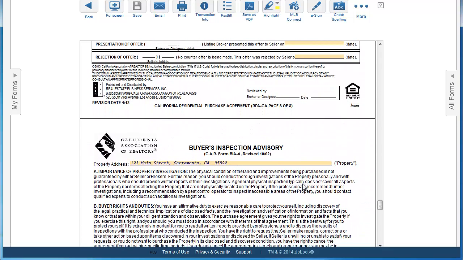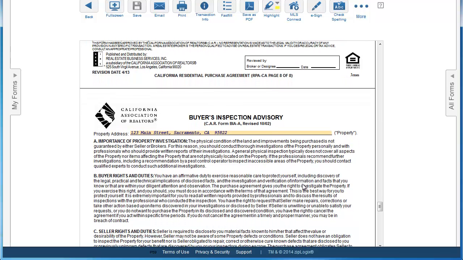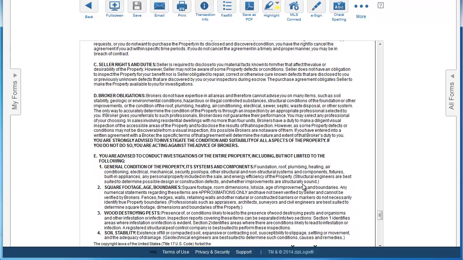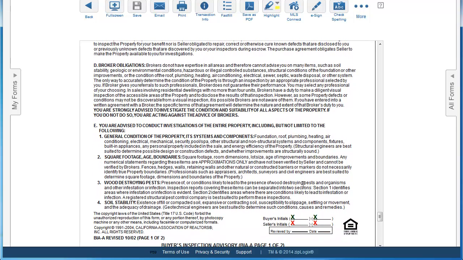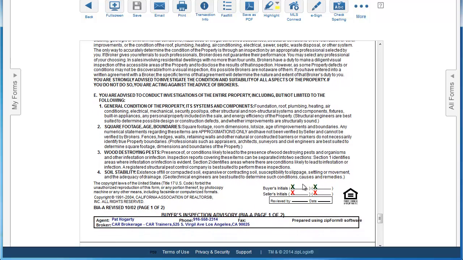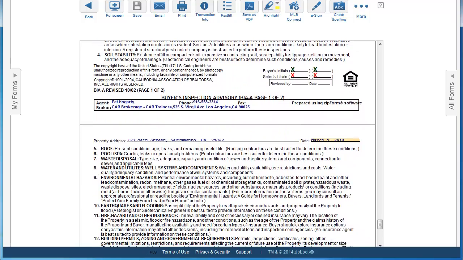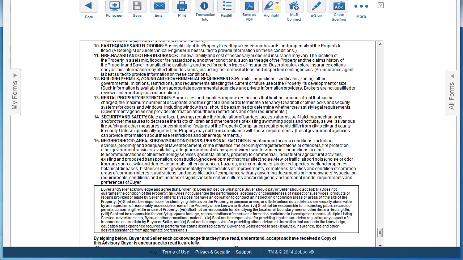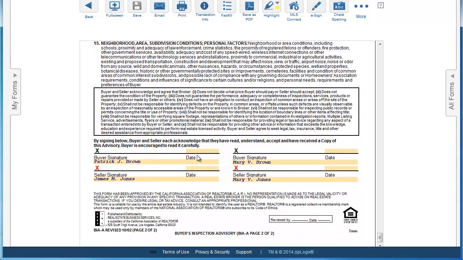Okay, and this form has been attached, which is the buyer's inspection advisory. It's essentially advising them of different things that they may not be aware of, that they can have inspections done. And so it lists all the different types of inspections. In other words, for example, roof, present condition, age, leaks, remaining useful life. All of these things down here are just to advise the buyer. And again, the buyer and the seller sign down here to acknowledge that.